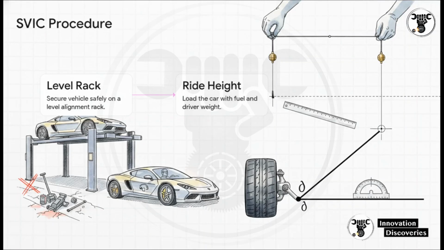3, use a plumb line to mark your inner and outer suspension pivot axes. 4, extend those lines on a piece of cardboard or in CAD until they intersect. Boom, that intersection, that's your SVIC. Finally, step 5, just draw a line from the tire's contact patch to that SVIC and measure the angle. That angle right there, that's the theta for our formula.